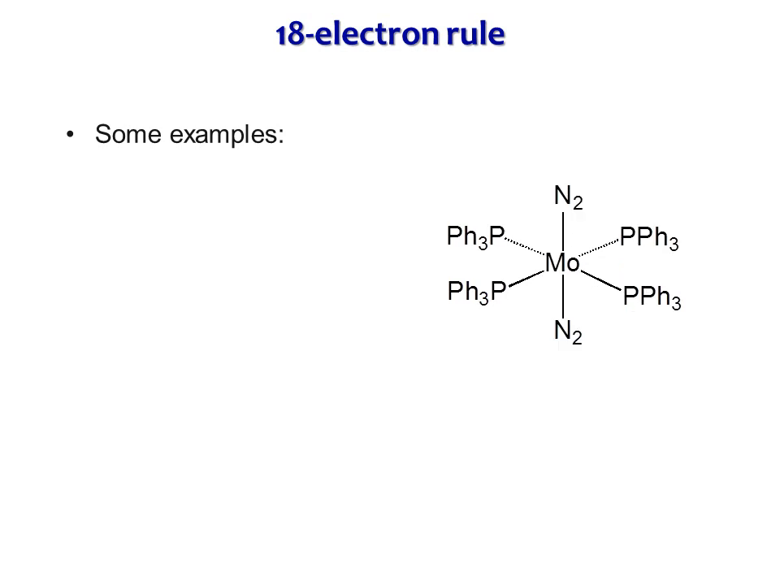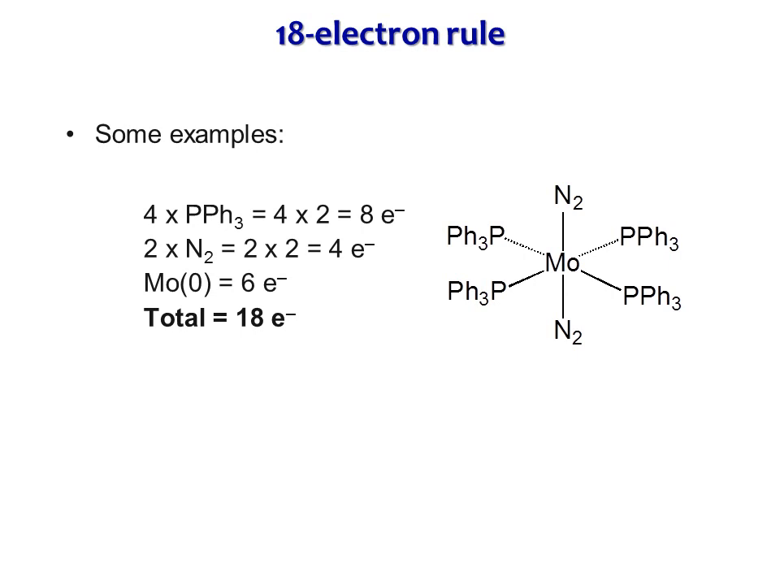Here's a molybdenum complex where all the ligands are neutral this time. Each of the 6 ligands is counted as being a 2 electron donor. The complex is neutral overall, so the molybdenum must have an oxidation state of 0. Since molybdenum is in group 6, the number of d electrons is simply 6. So in this particular example, the total electron count is 18, and this is a stable organometallic complex.